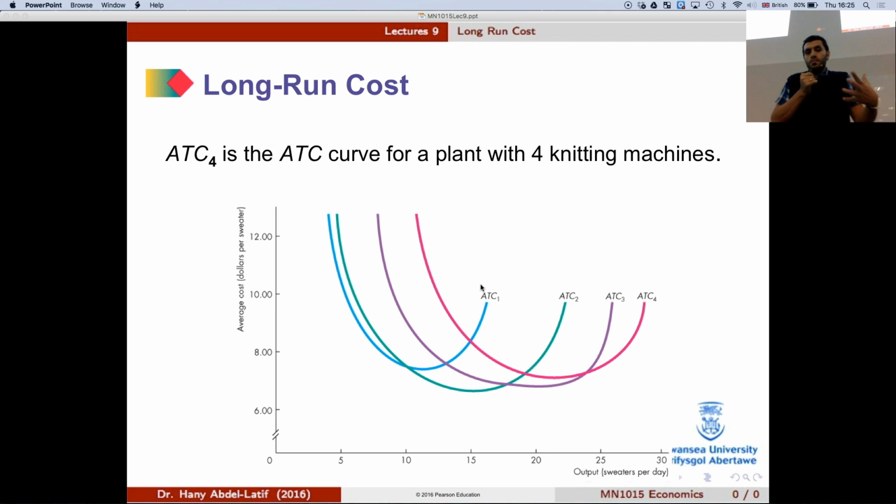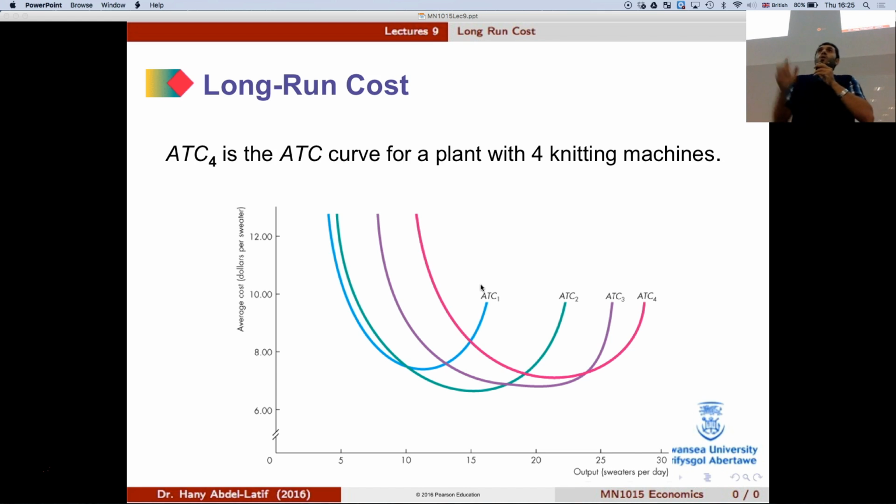Okay, but we are not in the short run. We are in the long run. So these are different decisions, yeah? But we still want to think in the long run. We can't change the plant size. We can't do that now. We can decide which one to choose. Is it plant 1, or 2, or 3, or 4?